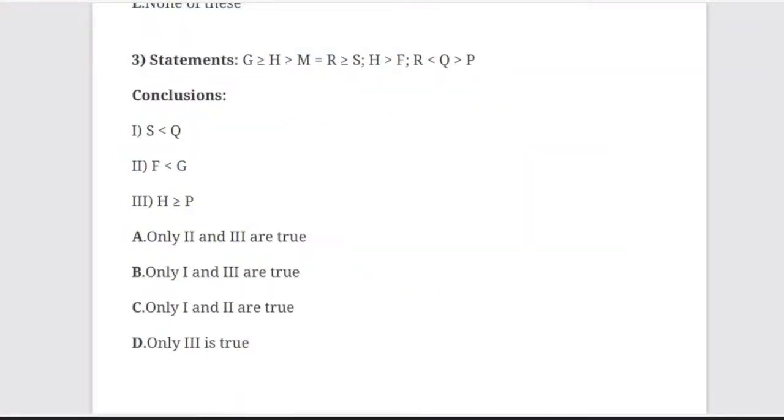S is less than Q. We divide it into the three statements: first, second, and third. Now S is here in the first and Q is here in the third. How to go from first to third? Through R. Through R we can go from first to third, and through H we can go from first to second. Now S is less than Q, right? So S is less than equal to R. R is less than Q. So first conclusion is done.